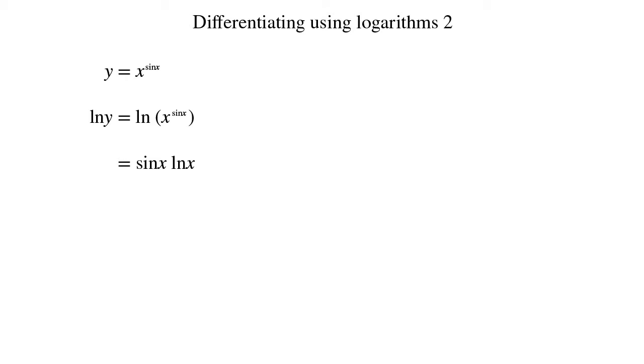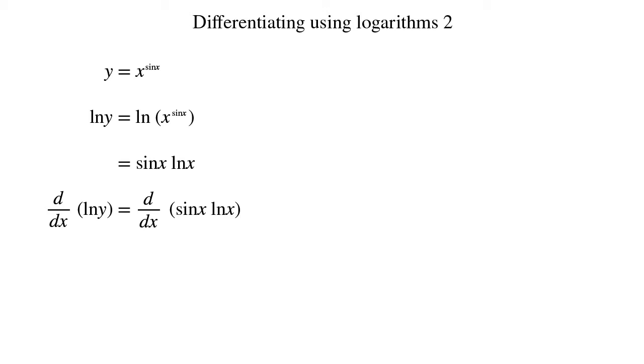But what about the left hand side? Well, we can differentiate this side too, but we have to bear in mind that y is a function of x, and here we now have y inside another function, so we will have to use the chain rule. So we have d by dx of ln y is equal to d by dx of sine x times ln x. On the left hand side we use the chain rule.